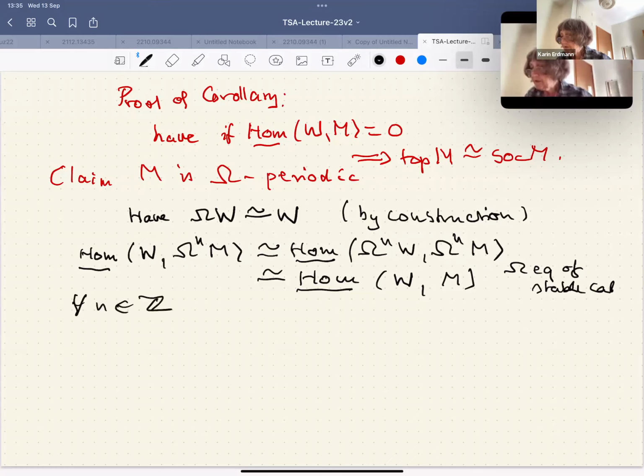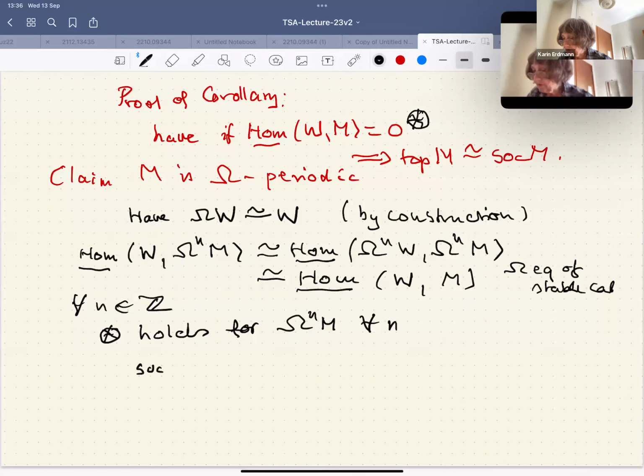So we can then use this one also, so star also holds for omega^n M for all n. And this is enough information because we have soc omega^n M is top omega^n M. This was star here. And so now we use that the algebra is symmetric.